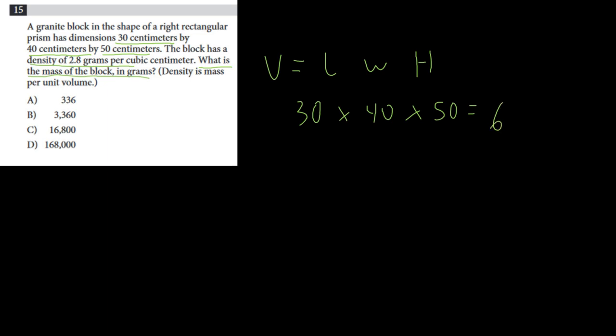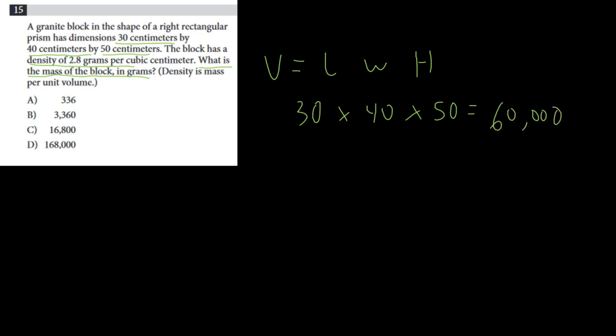Okay, for this one, let's look at the question. It says, what is the mass of the block in grams? So it looks like they gave us a lot of information. So first, it gives us the 30 centimeters by 40 centimeters by 50 centimeters. And then also gives us the density of the block is 2.8. So the way to solve this is you take the volume of a rectangular prism, which is length times width times height. So you do 30 times 40 times 50. On the calculator, you get 60,000.